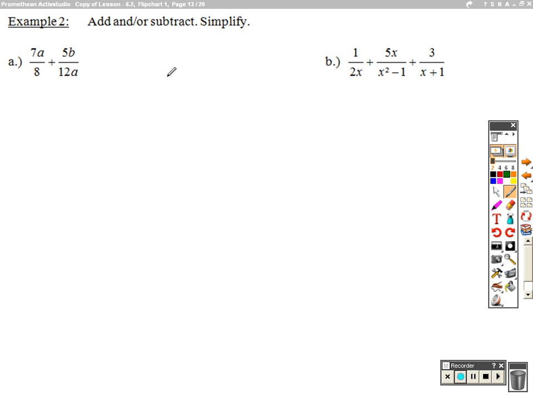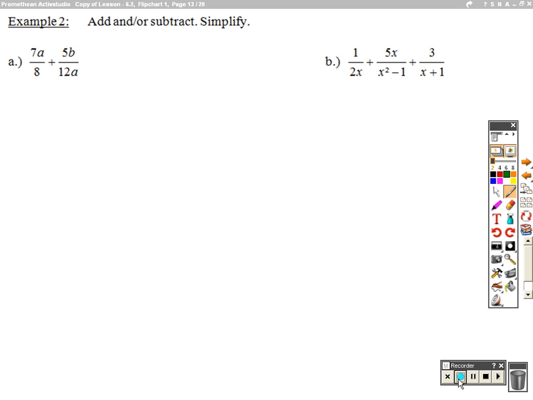Another factor that I have in the denominators is a. I see it once here. I see it 0 times in this denominator. The greatest number of times that I see it is once. So 24a is my LCD. That basically means I'm going to make both of my denominators look like 24a.